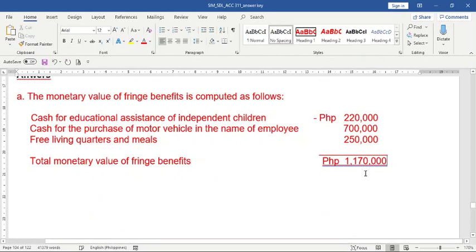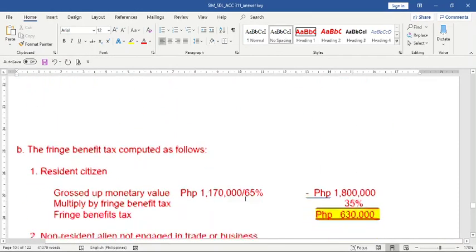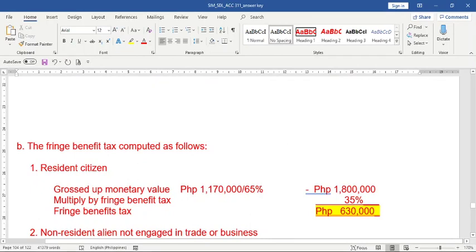So meaning you divide it with the gross monetary value factor. For resident citizen, our factor is 65%. Our fringe benefit tax is 35%, so 100 minus 35%, that is 65%. So our gross up monetary value is 1,800,000 from 1,170,000 divided by 65%. And then you can already compute your fringe benefit tax by multiplying it with your 35%.